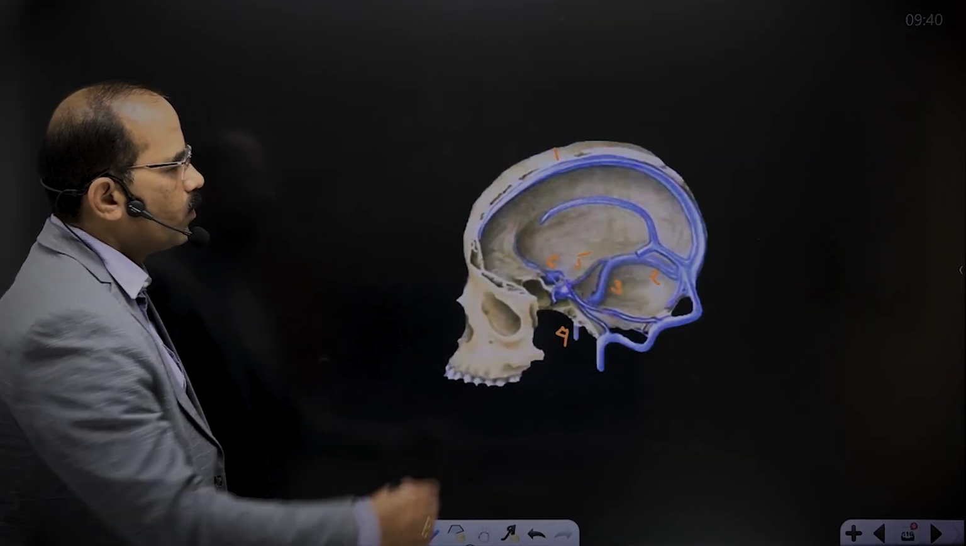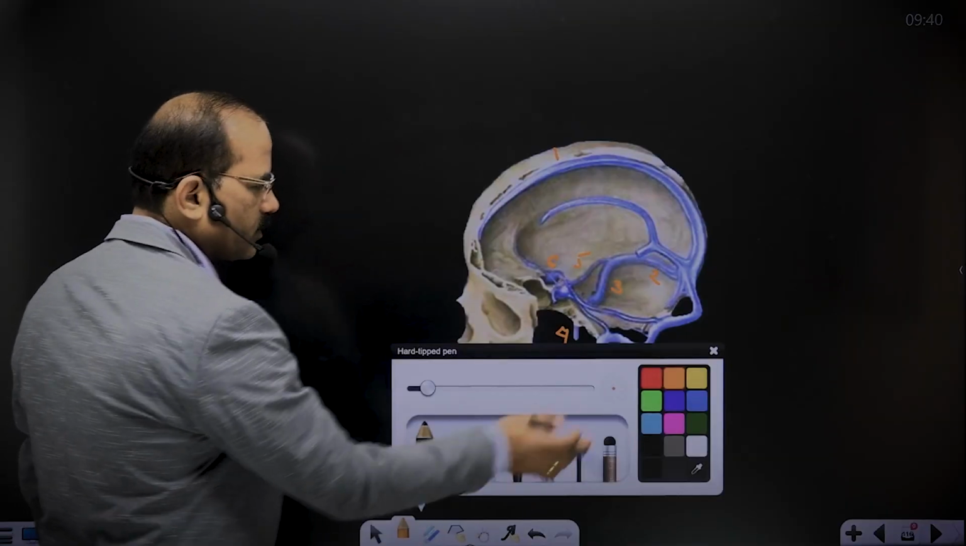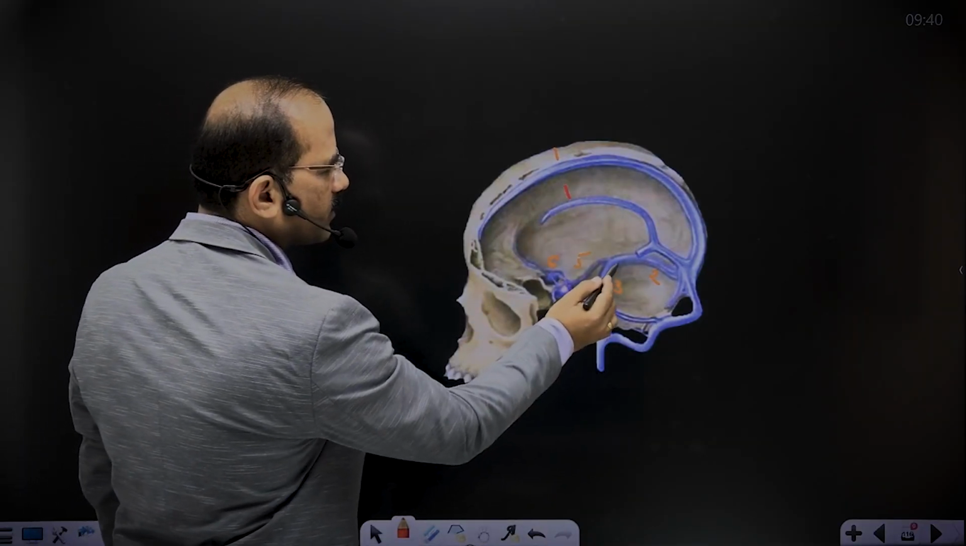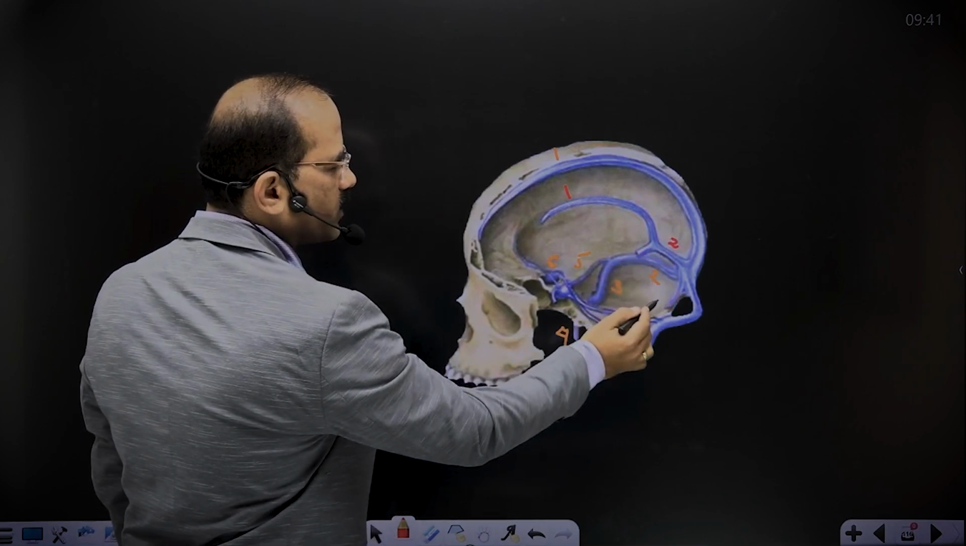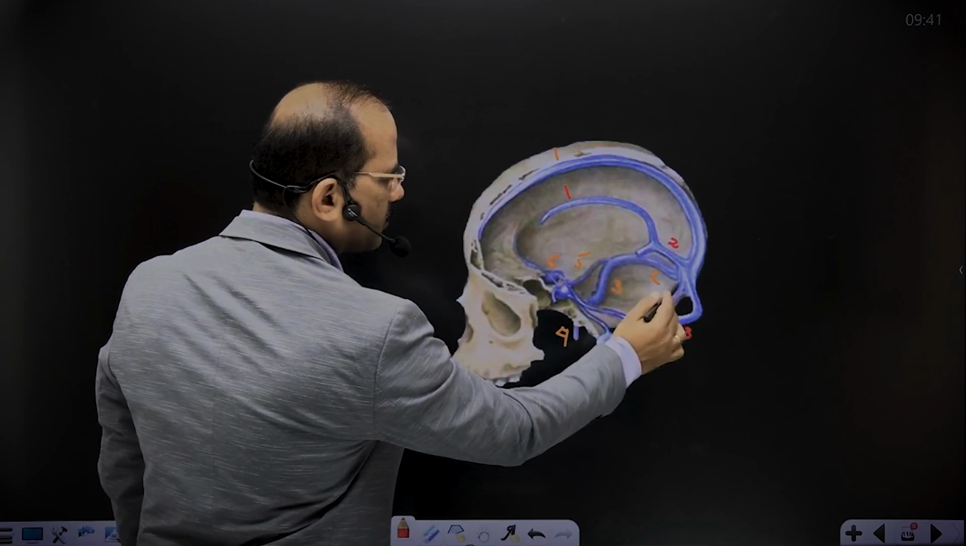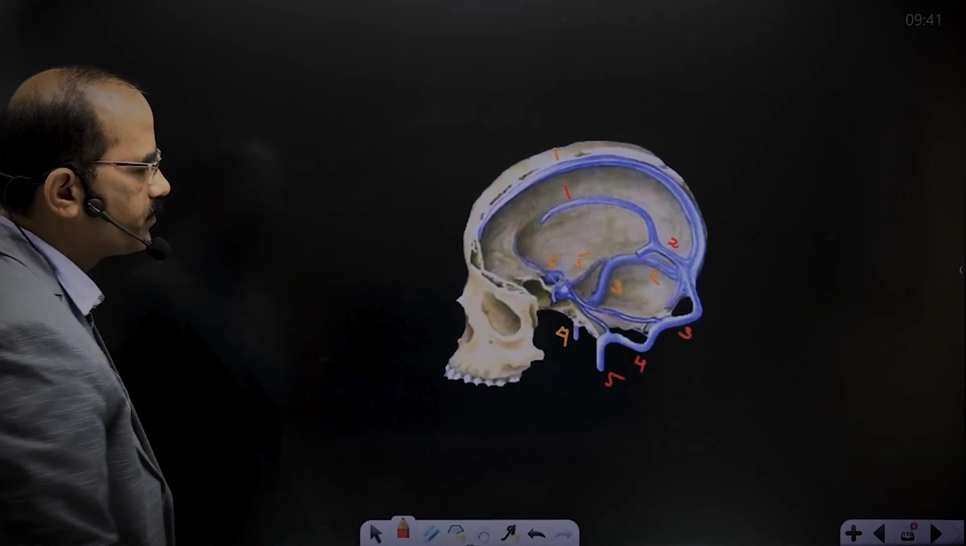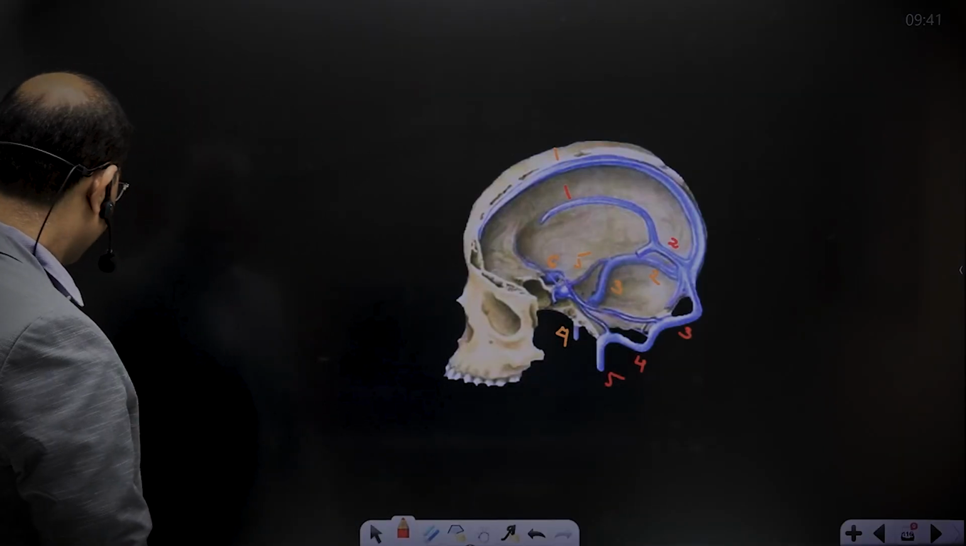What is this? I'll put this in a different color. Number 1 here is the inferior sagittal sinus. Number 2 is the straight sinus. Number 3 is the left transverse, left sigmoid, and the left internal jugular vein. I hope this is clear to all of you.